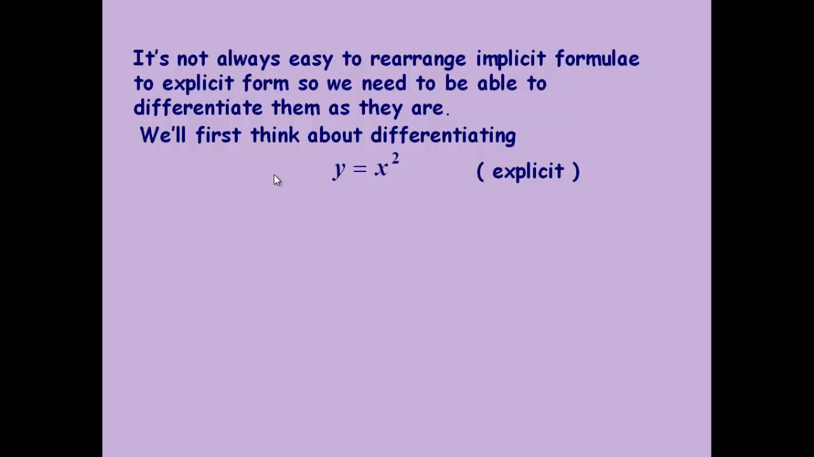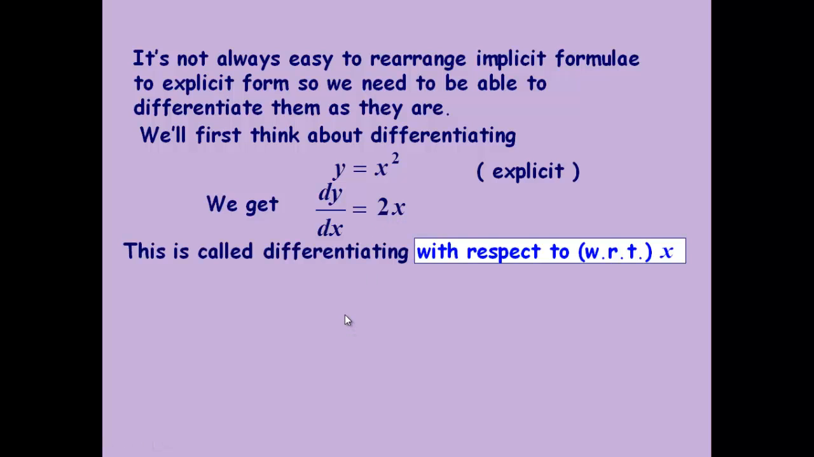To see how this is done, we're going to have a look at some of the things we know and see how we can use the chain rule to differentiate implicitly. So if we start off with y equals x squared, we know that dy dx is 2x. We've differentiated y with respect to x. We could write this as d of x squared over dx. We're differentiating x squared with respect to x, which also gives us 2x.